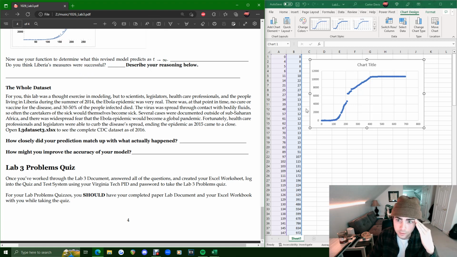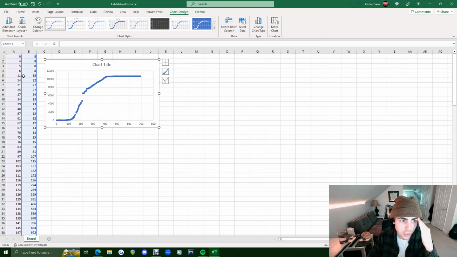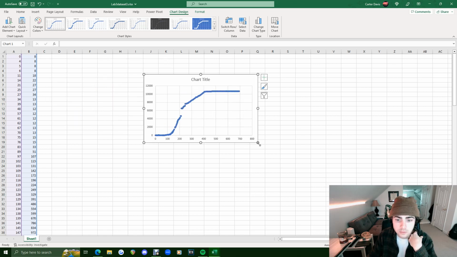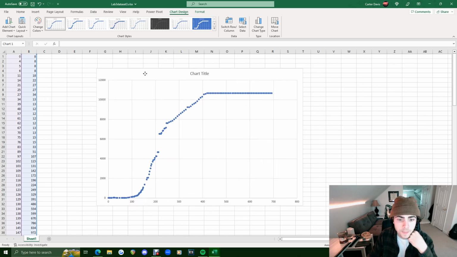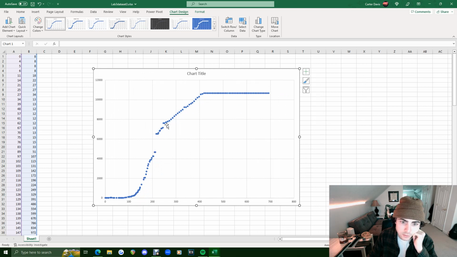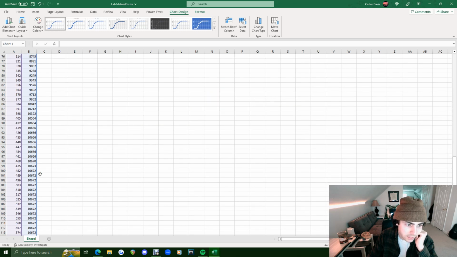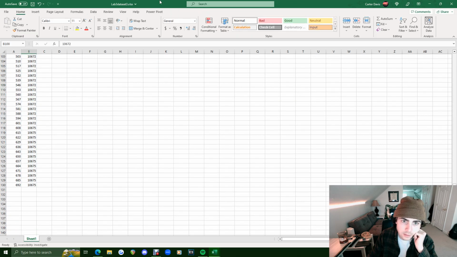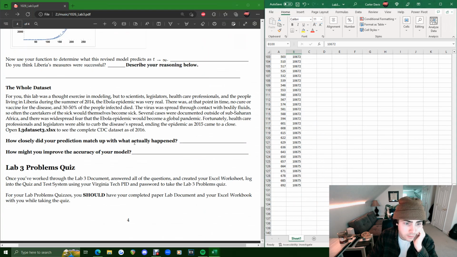I don't know. But what I did is just graph the data here. So I highlighted all these columns and got a little graph. Let's make this a little bigger. Over time, you can see there was that jump still, but then it leveled off right at, in this case, about 10.6 thousand. You could also look at the data here, right? 10.6 thousand was the leveling off point. So that's pretty much it. How closely did your prediction match up? I mean, 8,000 is kind of close to 10,600. It could have been better.